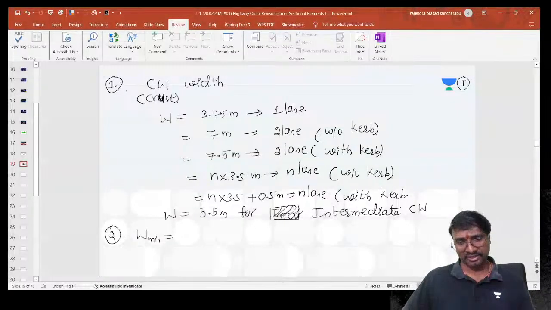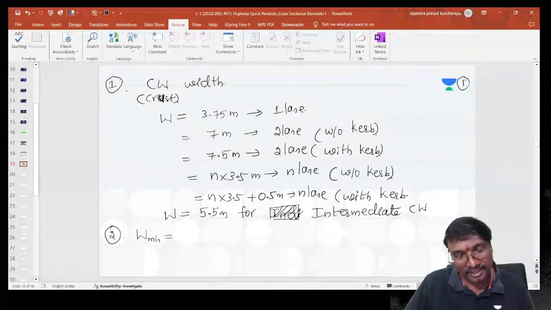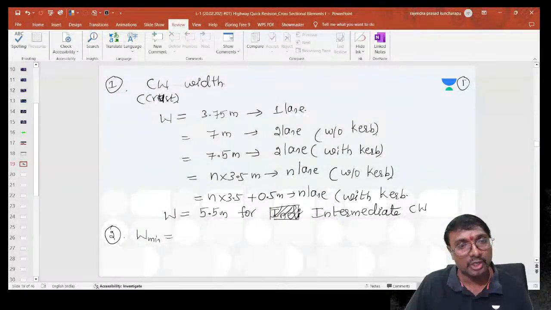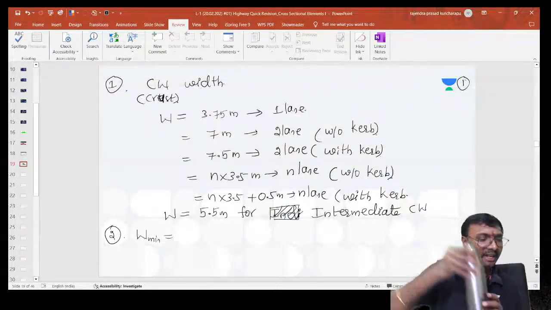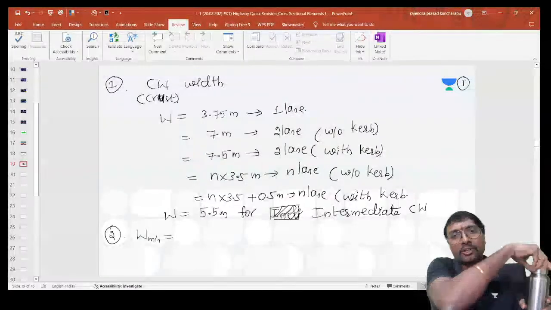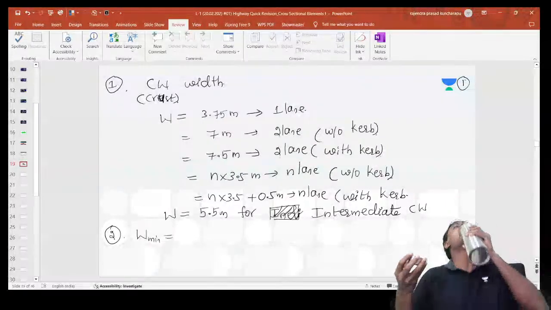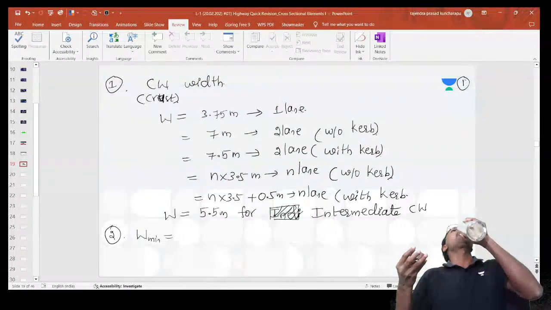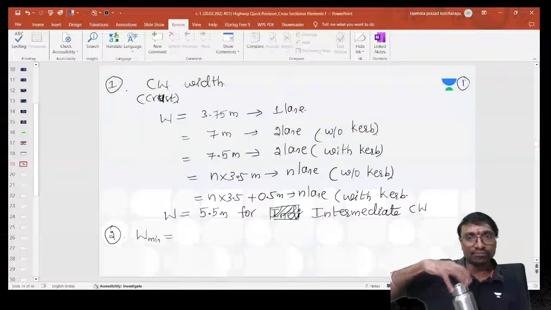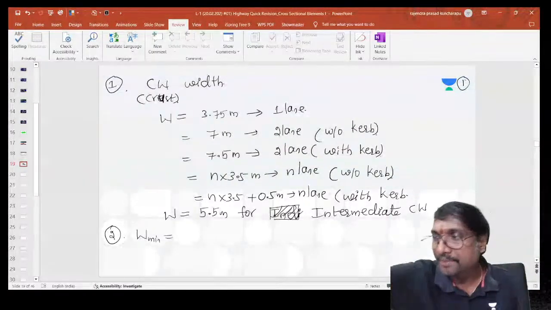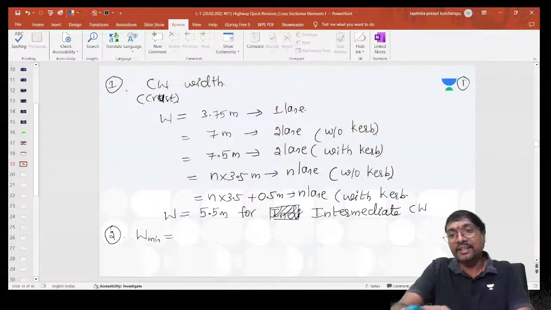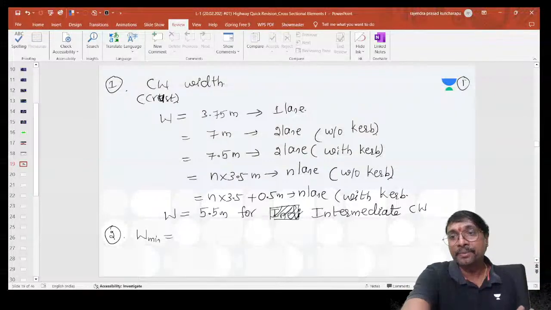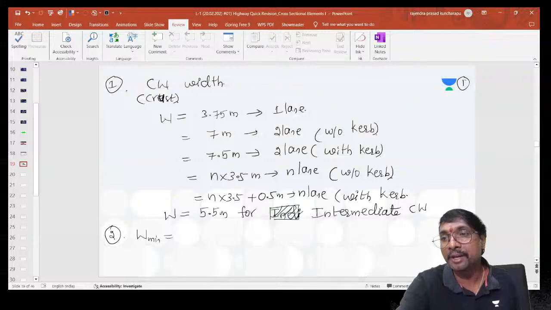Suppose in case of this urban area or this rural area, spacing is not available. When spacing is not available, is it possible to go for this 3.75 meters single lane road, or is it not possible? Tell me. If spacing is not available, that 3.75 meters single lane may not be possible. Yes or no?